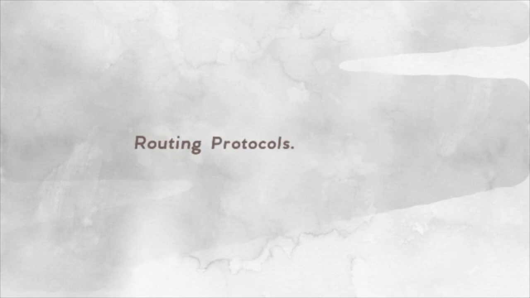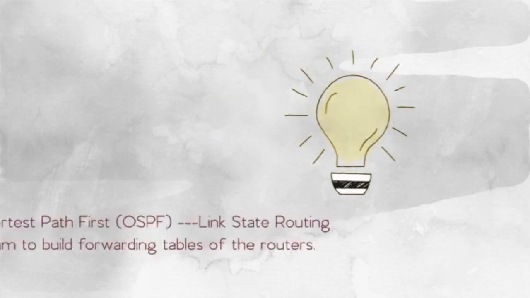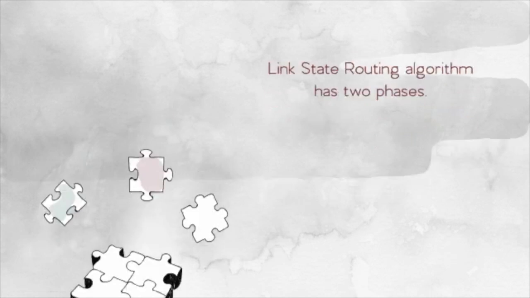And that's where routing protocols jump in and make it not only practical but also applicable. One such routing protocol is Open Shortest Path First, which uses the Link State Routing Algorithm to build forwarding tables of the routers. The Link State Routing Algorithm has two phases.